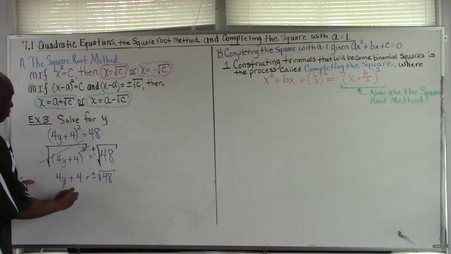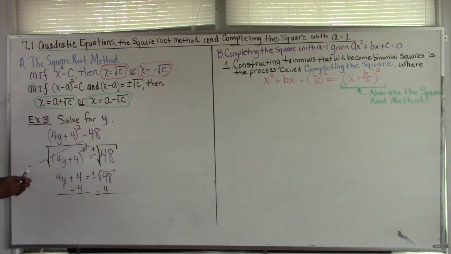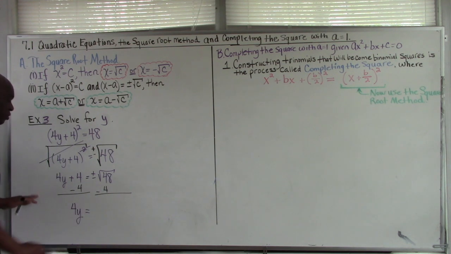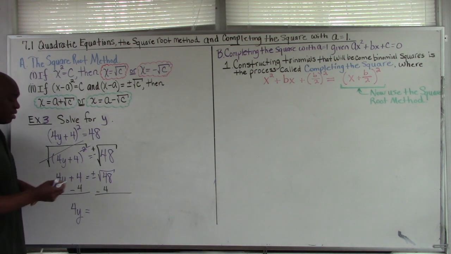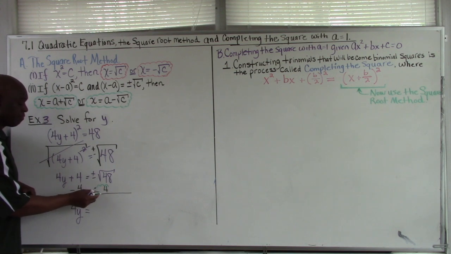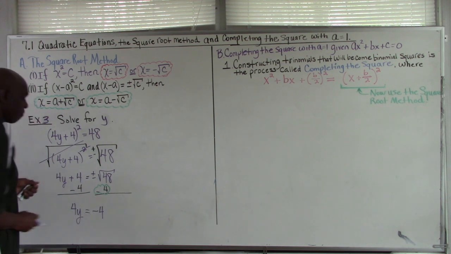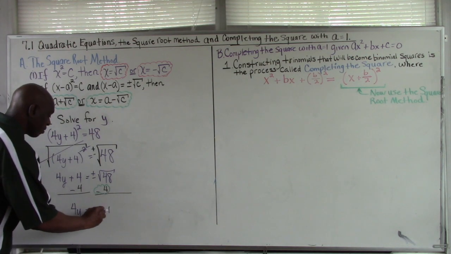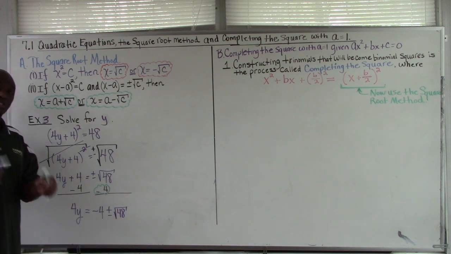Now I'm going to subtract 4 from both sides. Minus 4, minus 4. On this side, the 4's cancel out, so I'm going to get 4y. And it equals... now remember how we told you to write it. You see this minus 4? Write that first: minus 4. And then write the plus or minus the square root of 48.